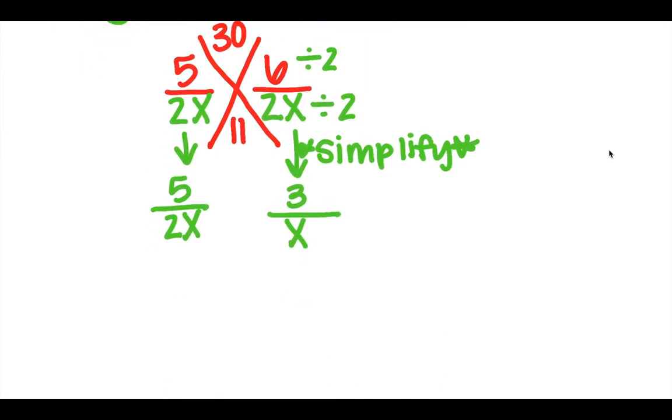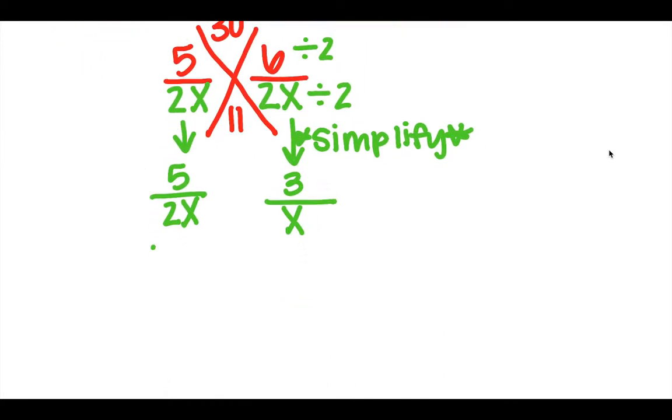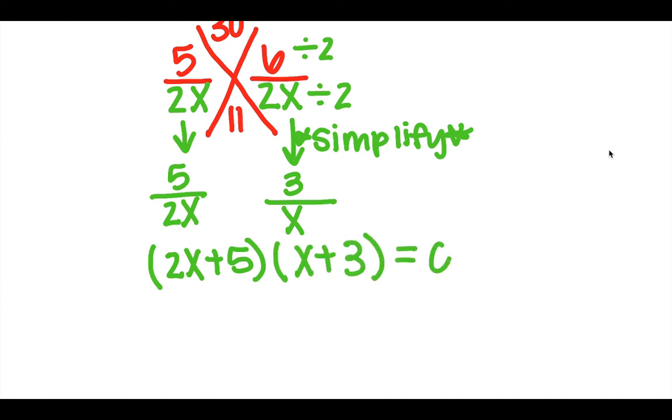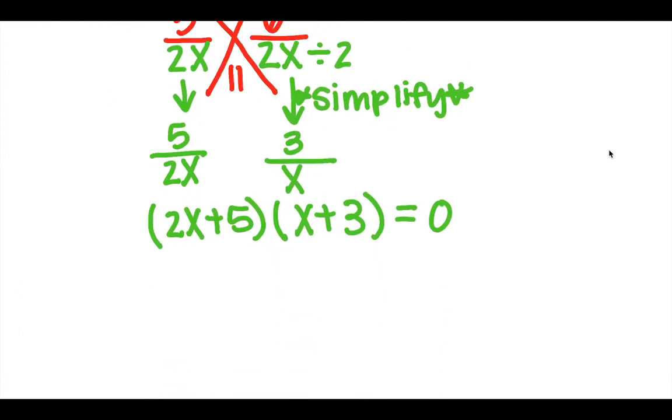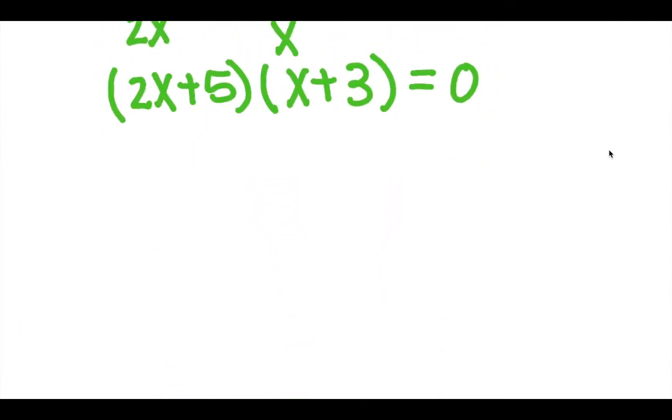So now that it's simplified, I can make my magic trick work, turn my fractions into factors. So 2x plus 5 times x plus 3. And again, that all equals 0 because that's what I had it equal to up here. Now it's just like the problems we had up there. It was just all of a sudden equal to 0 and solve.